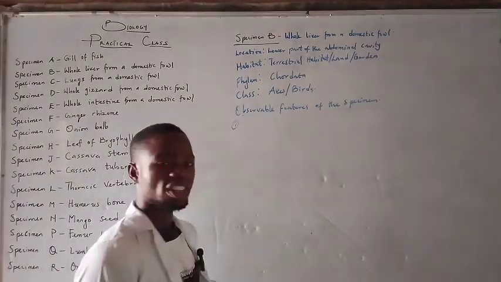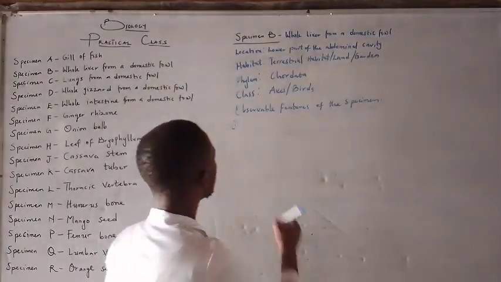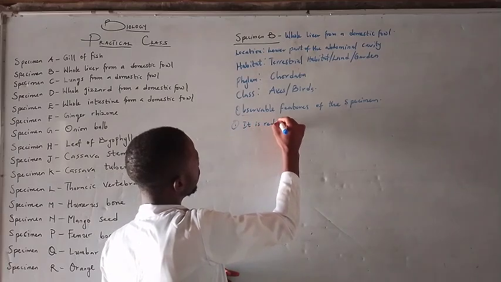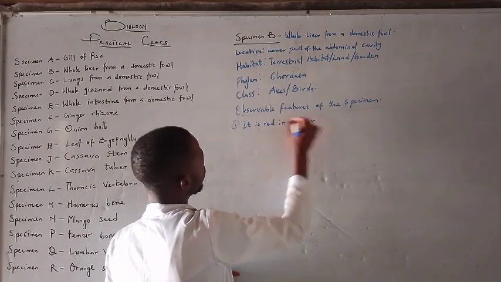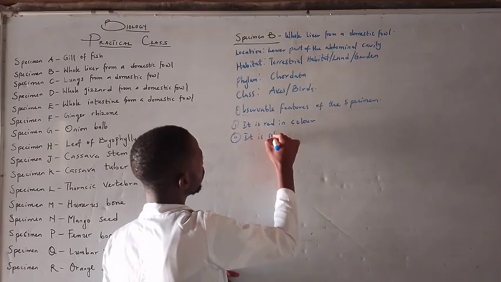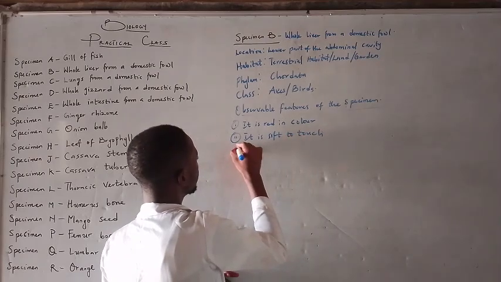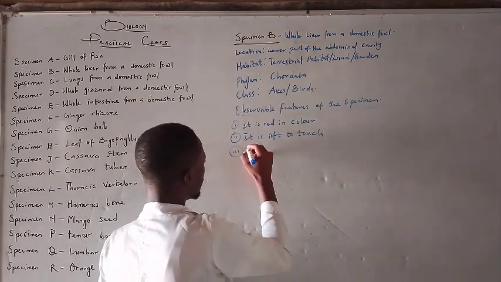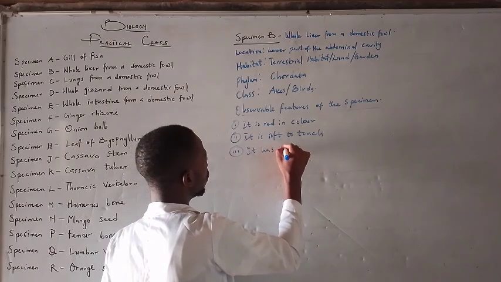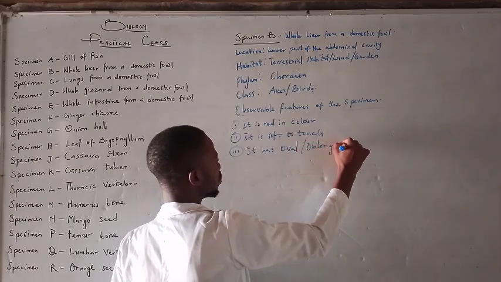One, what are things that you can see from the specimen? Number one, it is red in color. Two, it is soft to touch. Another thing is that it has an oval or oblong shape.